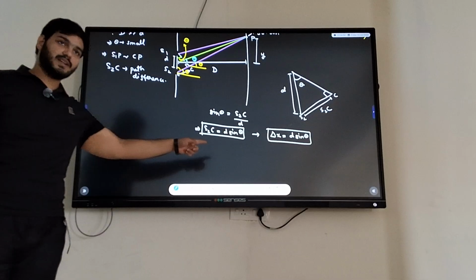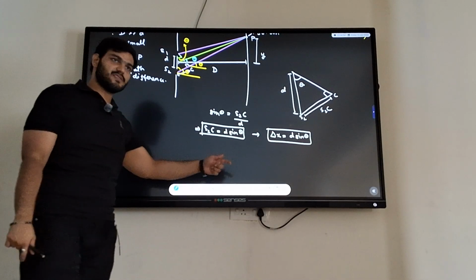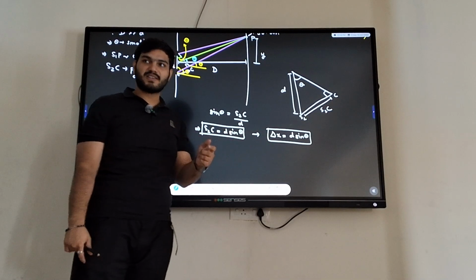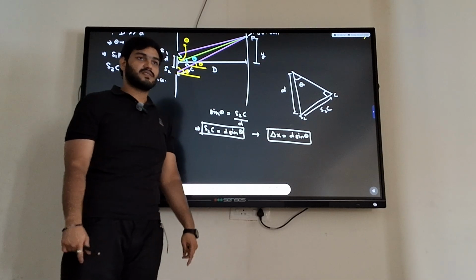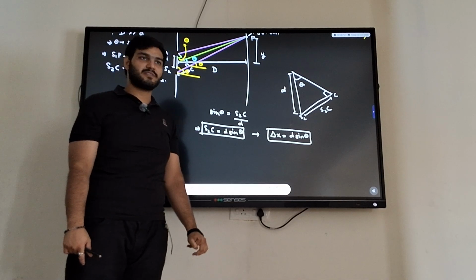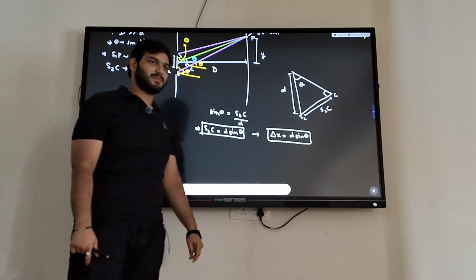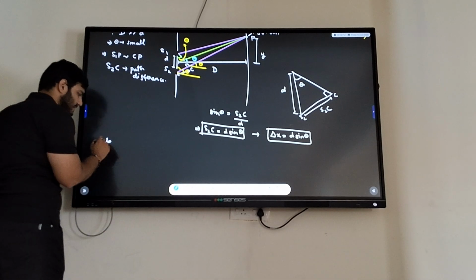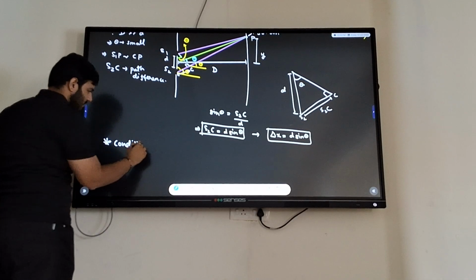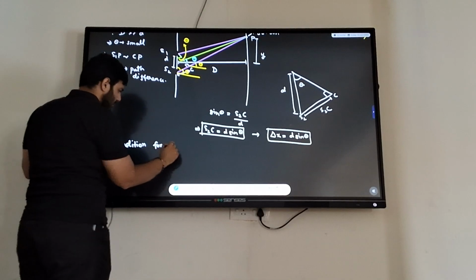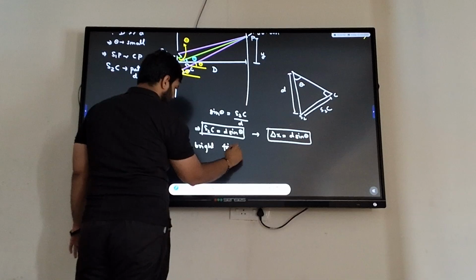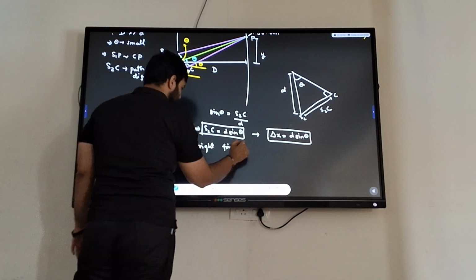Now can you tell me what is the condition on the path difference to get constructive interference? That's why you should revise and then come to the lectures. Let me give you some time. Tell me, what is the condition on delta x?